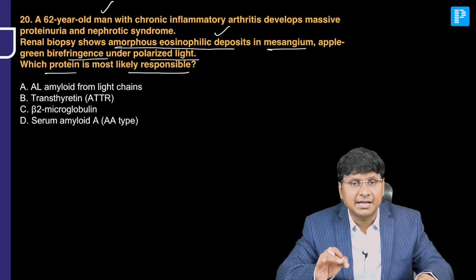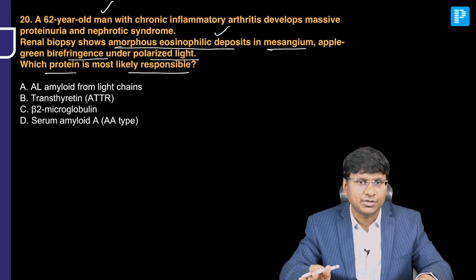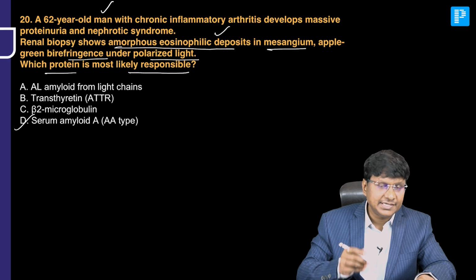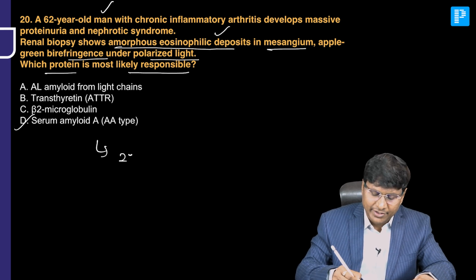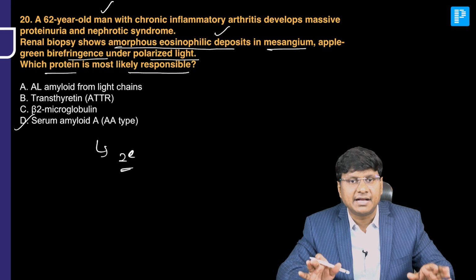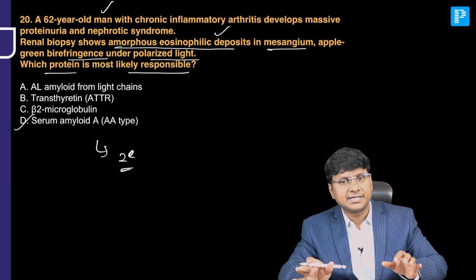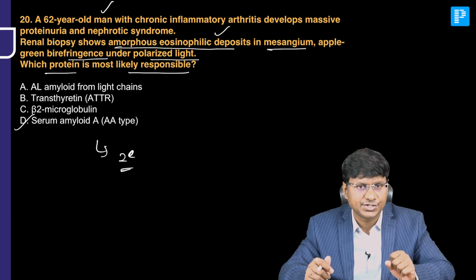So here it is amyloidosis secondary to a chronic condition. We consider this as the AA type of amyloidosis. This AA type of amyloidosis is nothing but secondary amyloidosis. And why does it occur? That is due to chronic inflammatory states.